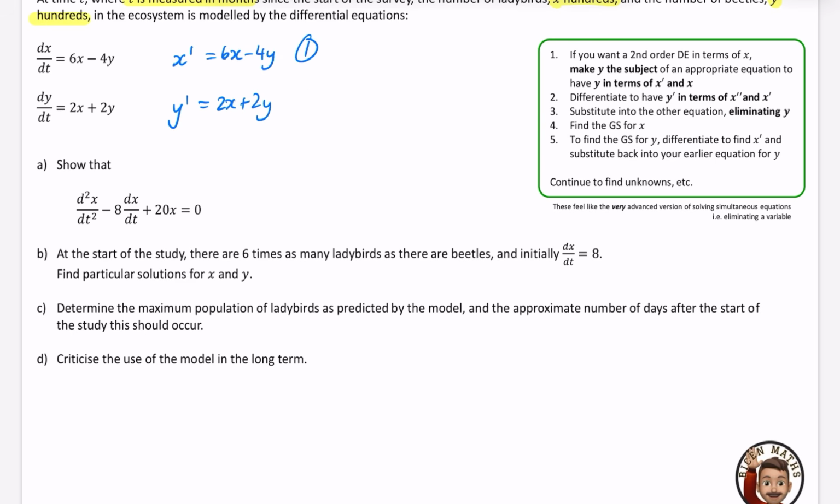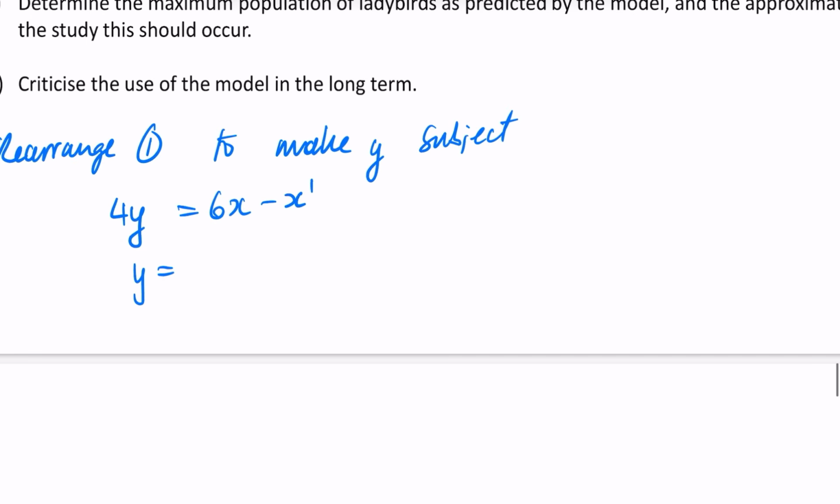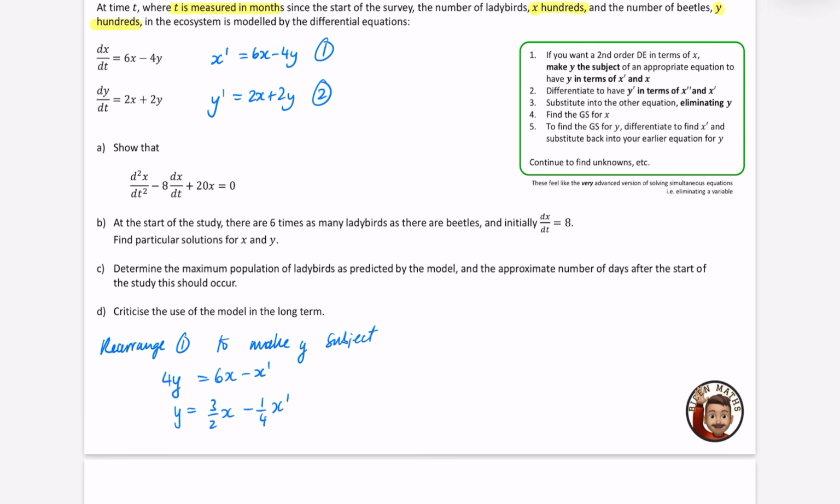So from this first equation, I am going to rearrange 1 to make y the subject. So to make y the subject, I will put the 4y onto the left. I will get 6x minus the derivative of x, and then I'm going to divide by 4. 6 divided by 4 is 3 over 2, and then I get a quarter x dash like this. So this is the first point here. We have found y in terms of x dash and x.